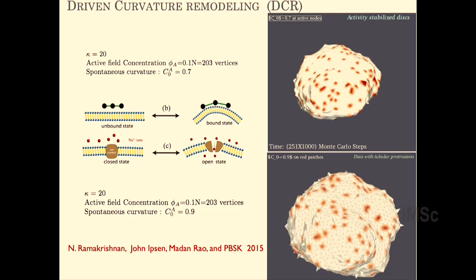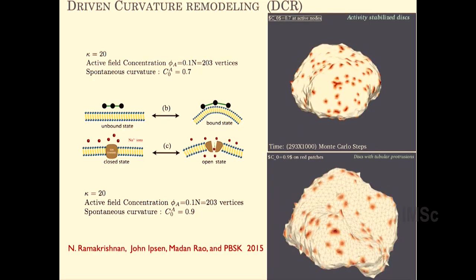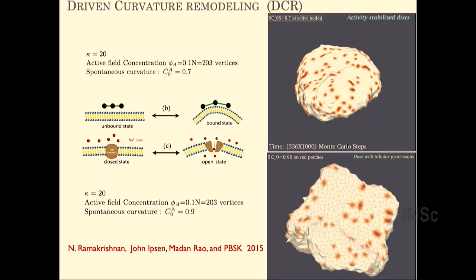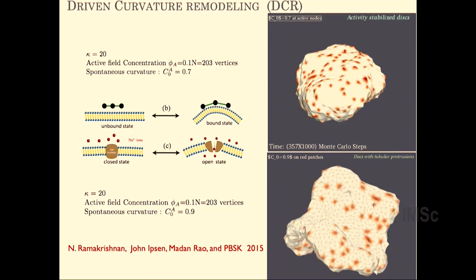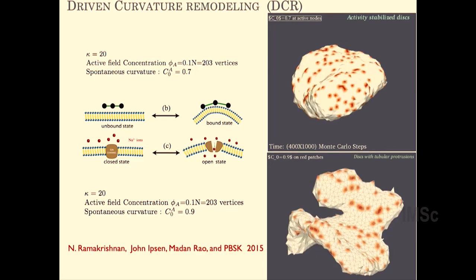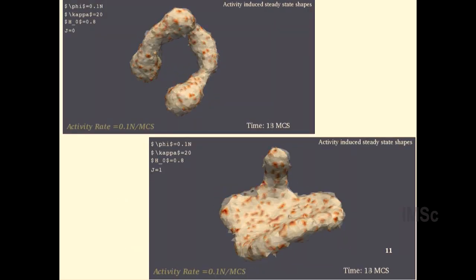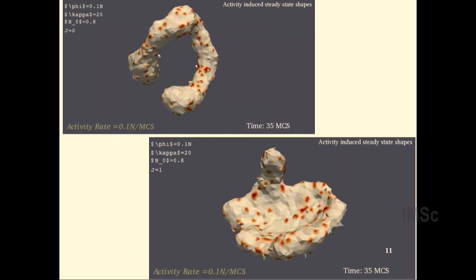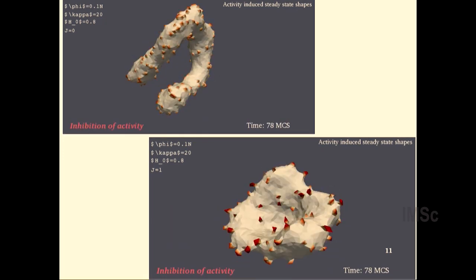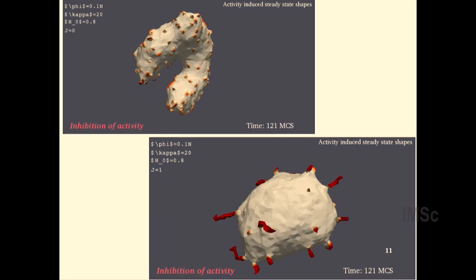Depending upon the value of the spontaneous curvature which I am using here, 0.7 or 0.9, I can get different shapes. So you can generate a whole zoo of shapes in this process. And these are steady state shapes, and when the activity is stopped, it can go back to a spherical surface. You can see the rate at which, when the activity stops, it goes back to a spherical shape, and it's quicker here.